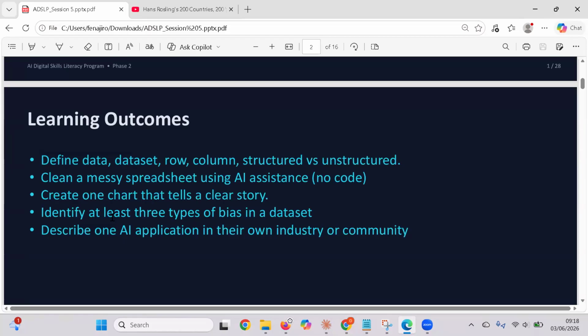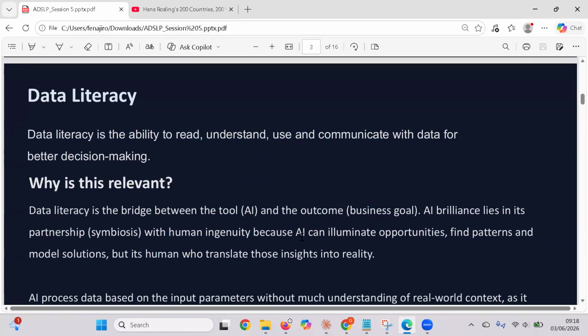Then describe one AI application in your own industry. You will be doing this as a take-home assignment: to describe one AI application that you use in your industry or in your community to do some of your work or some other thing that you do.